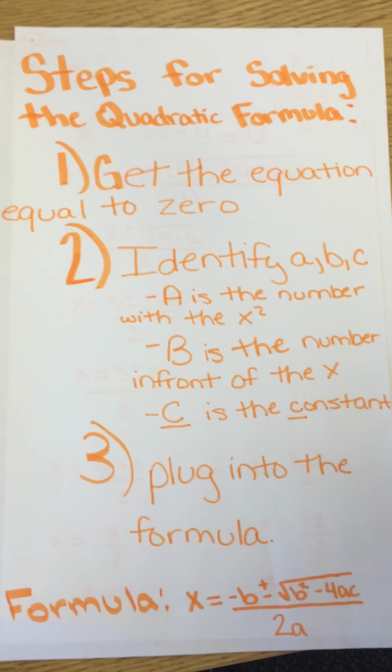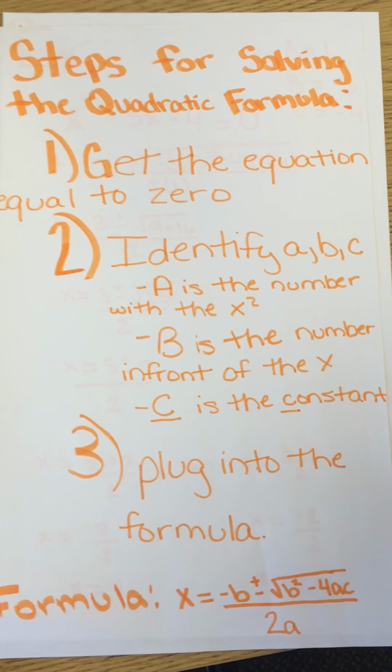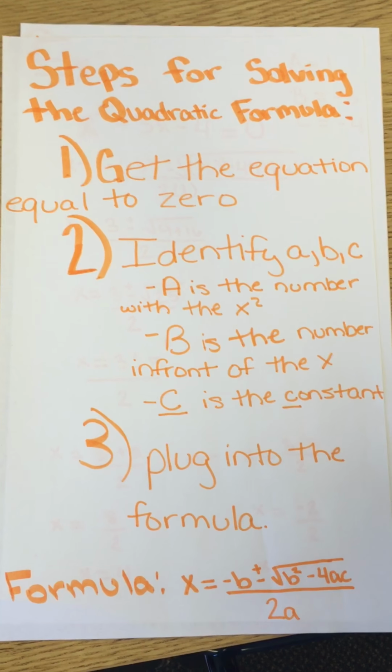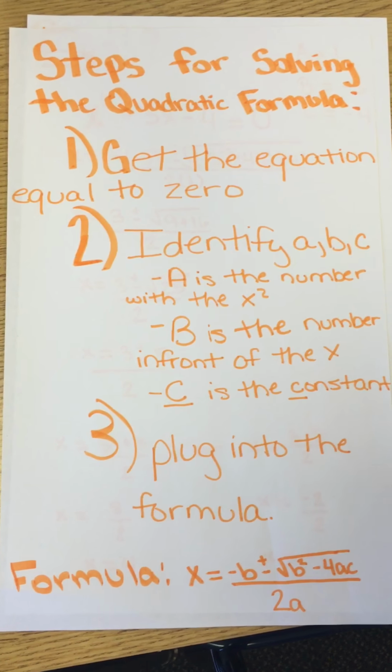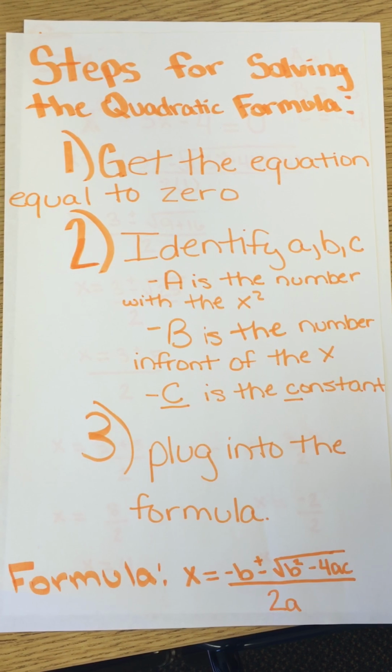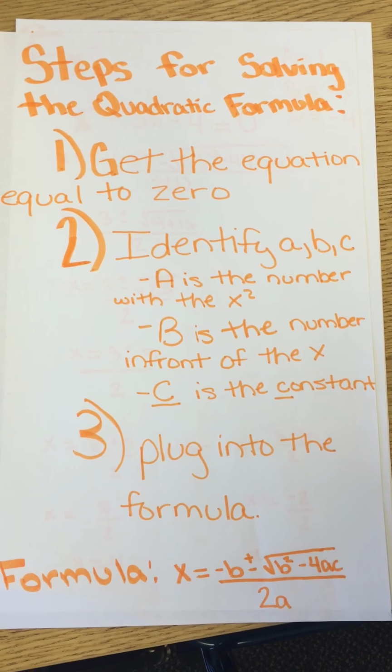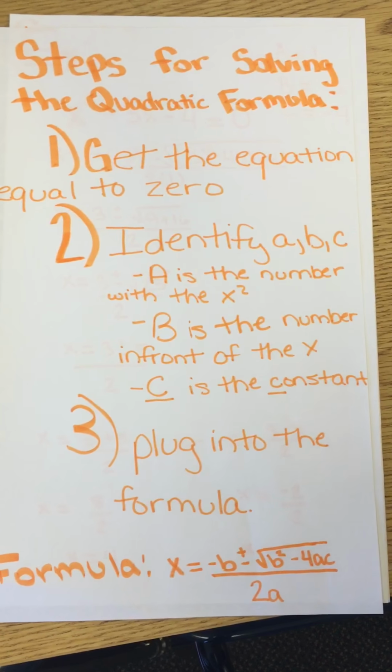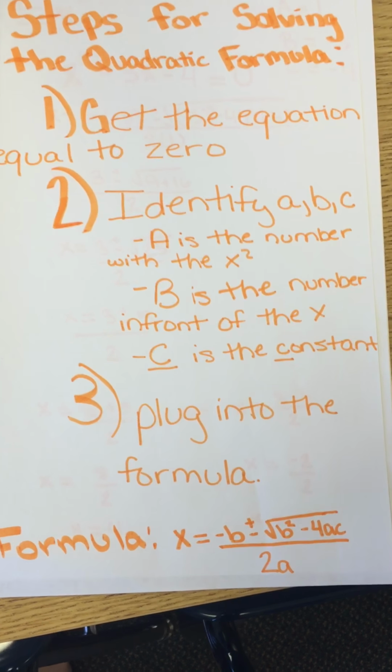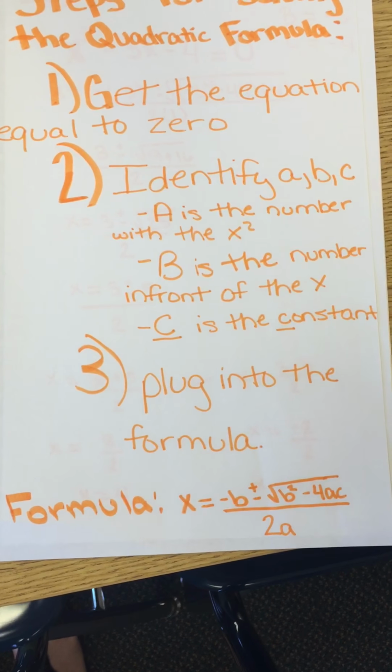Number 1, get the equation equal to 0. Number 2, identify A, B, and C. A is the number with the x squared. B is the number in front of the x. C is the constant. Number 3, plug into the formula.